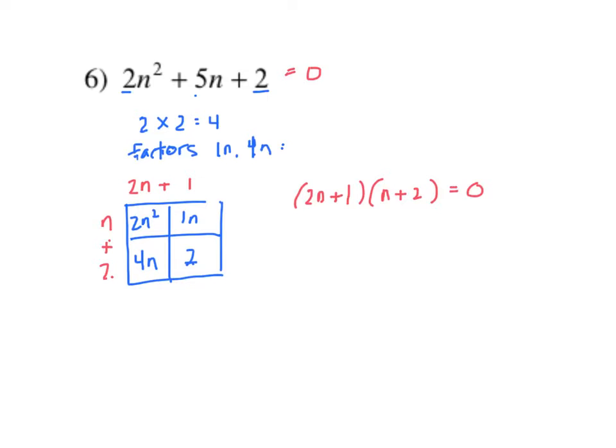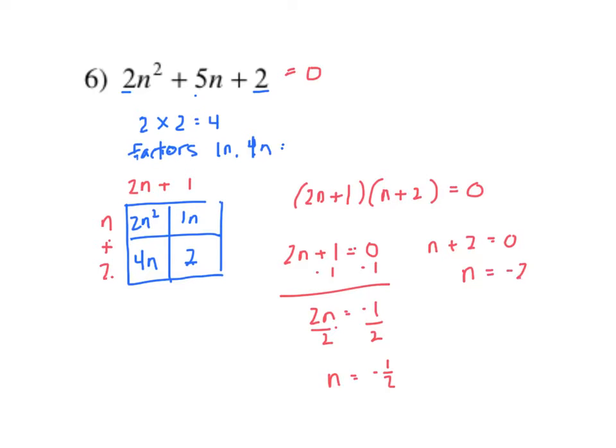And so now, same thing, I'm going to figure out, well, 2n plus 1 could be 0, or n plus 2 could be 0. So for 2n plus 1 to be 0, I'll subtract 1 from both sides. I get 2n equals negative 1. Divide both sides by 2. And so n would be negative 1/2. And for n plus 2 to be 0, n would have to be negative 2. So that's how you get the two solutions there.